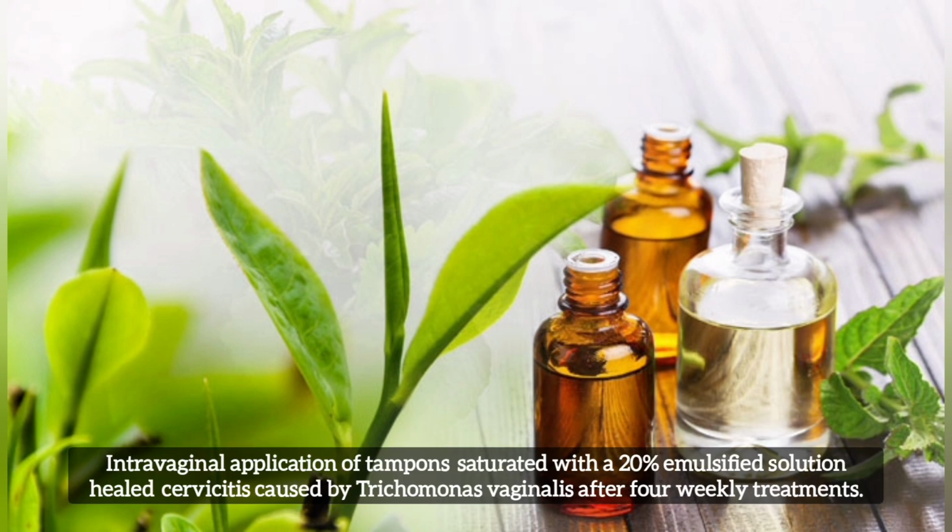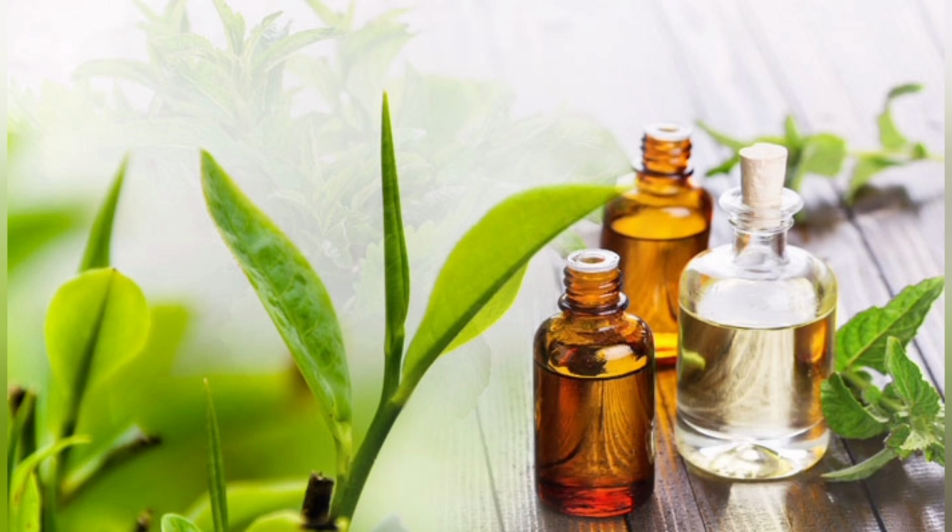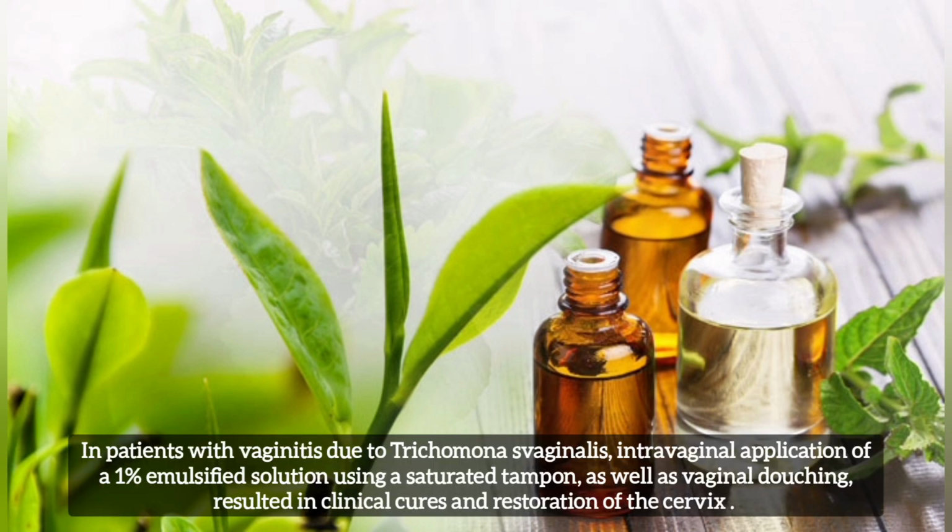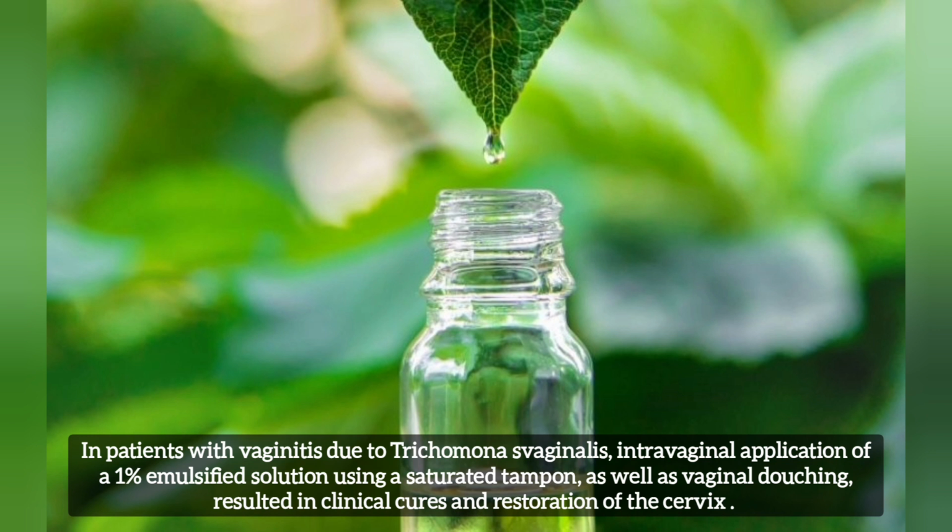Intravaginal application of tampons saturated with a 20% emulsified solution healed cervicitis caused by Trichomonas vaginalis after 4 weekly treatments. In patients with vaginitis due to Trichomonas vaginalis, intravaginal application of a 1% emulsified solution using a saturated tampon, as well as vaginal douching, resulted in clinical cures and restoration of the cervix.